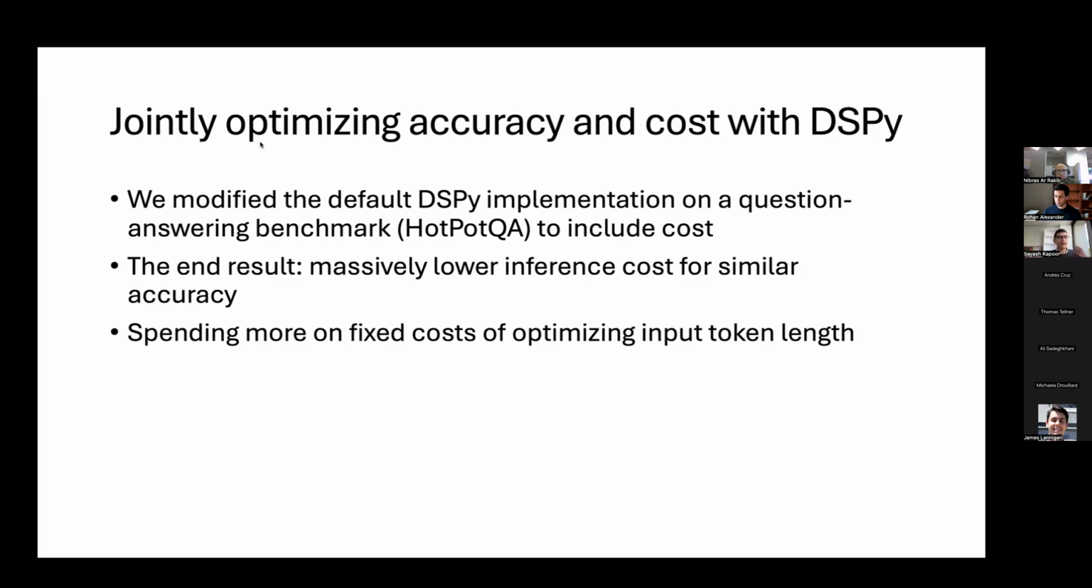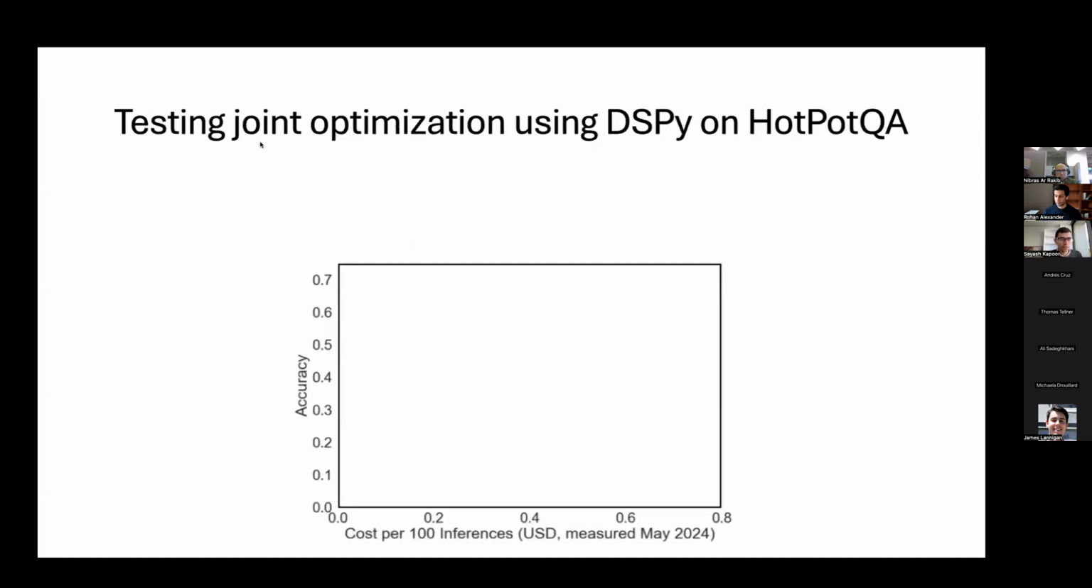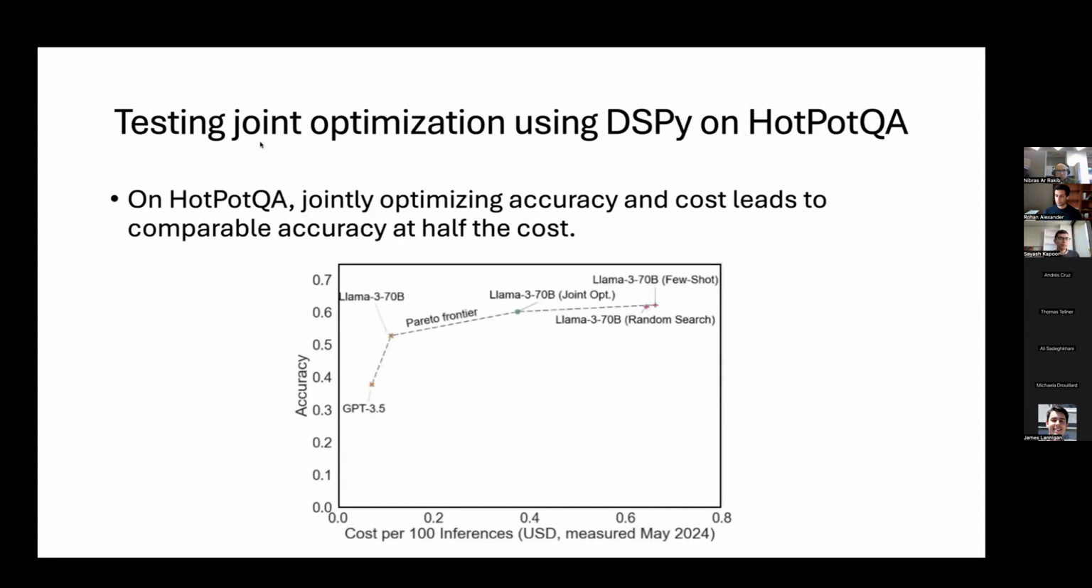Okay, so we evaluated this system on a question answering benchmark called HotpotQA. And we basically looked at how the accuracy and cost estimates go according to this Pareto curve. And once again, what we found was that jointly optimizing the accuracy and cost leads to a comparable model accuracy. So here you see the joint optimized model at about half the cost. And I think this is a picture that we'll continue to see over and over again.